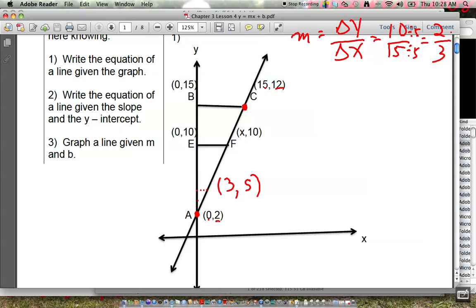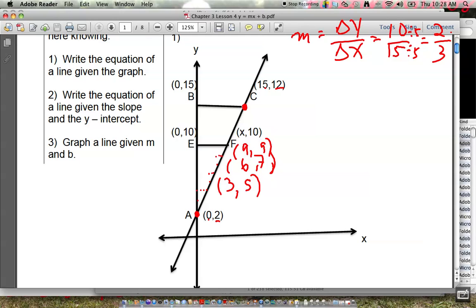Okay? Now I'm going to go up 2 over 3 again. So if I go up 2, I go to 7. And if I go over 3, I come out to 6. Agree? Okay, let's do it again. I'm going to go up 2 more over 3. And since I went over 3, that's 9. And up 2 more would be 9.